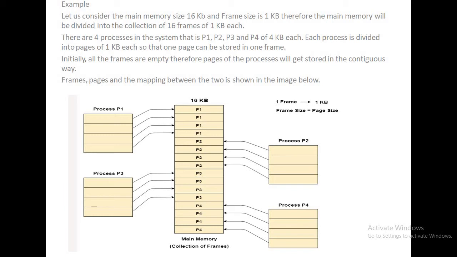Here there are 4 processes in the system, that is P1, P2, P3 and P4 of 4 KB each. Each process is divided into pages of 1 KB each, so that one page can be stored in one frame. Initially all the frames are empty, therefore pages of the processes will get stored in a contiguous way. Here the mapping is given in the diagram. So the processes are given here and the pages are of equal size, 1 KB.